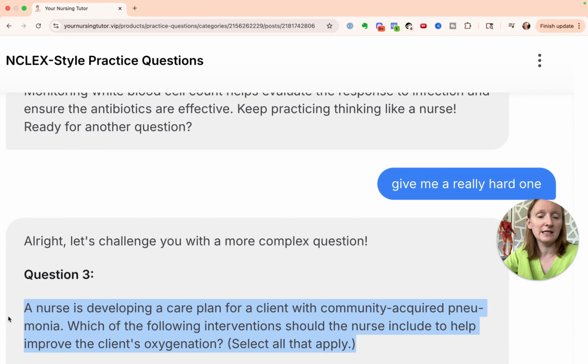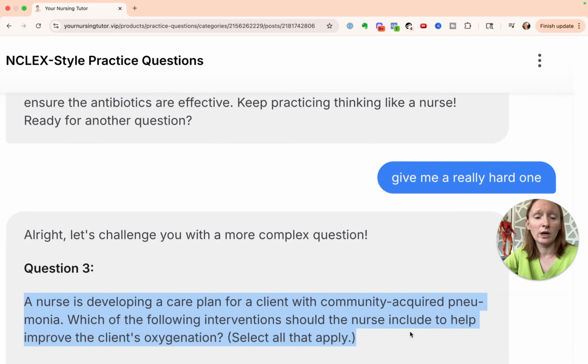So this question is, a nurse is developing a care plan for a client with community-acquired pneumonia. Which of the following interventions should the nurse include to help improve the client's oxygenation? Select all that apply. With this one, we would need to know what community-acquired pneumonia is and maybe how that differs from regular pneumonia. It doesn't, spoiler alert. The difference is between community-acquired and hospital-acquired pneumonia. Hospital-acquired pneumonia is usually more serious. It might be with a bacteria that's more difficult to get rid of, whereas community-acquired tends to be less severe.